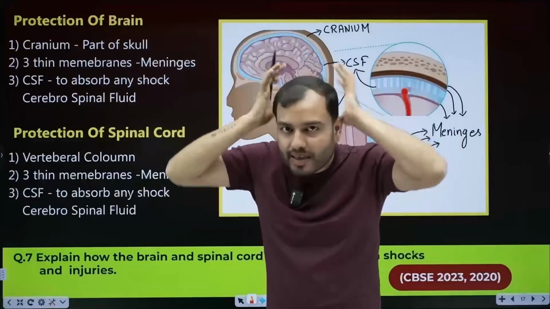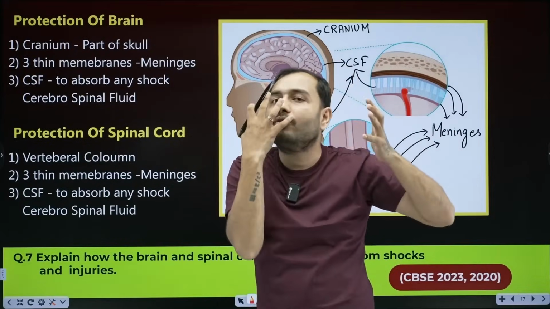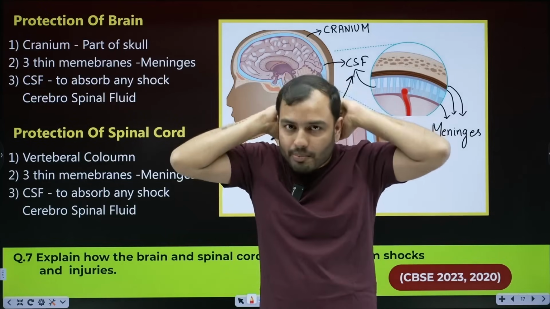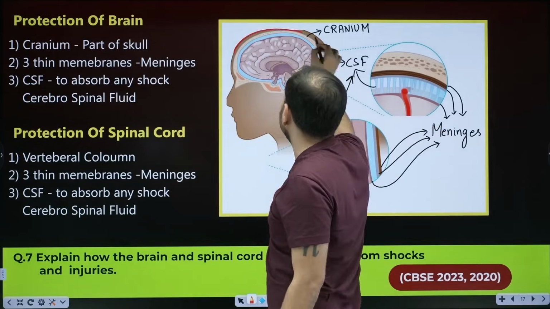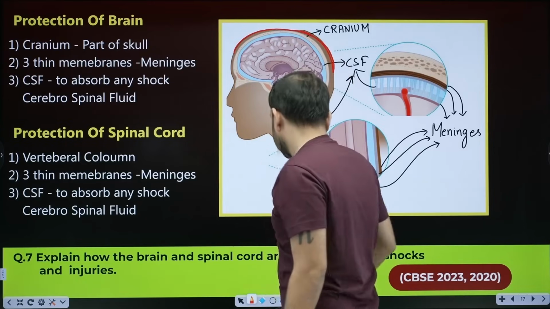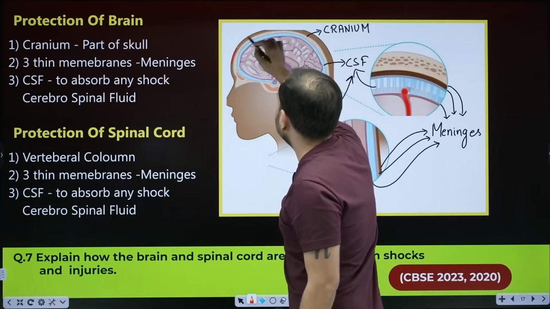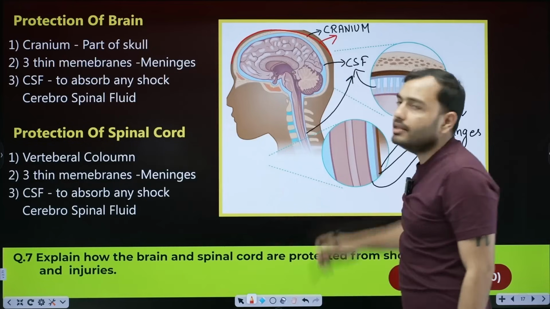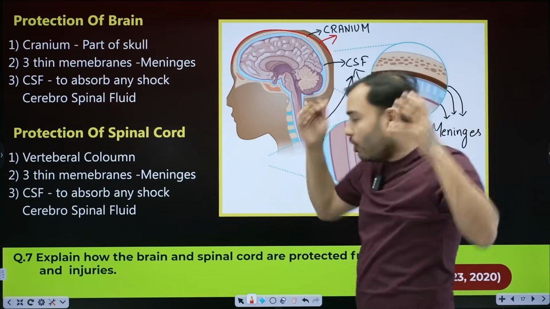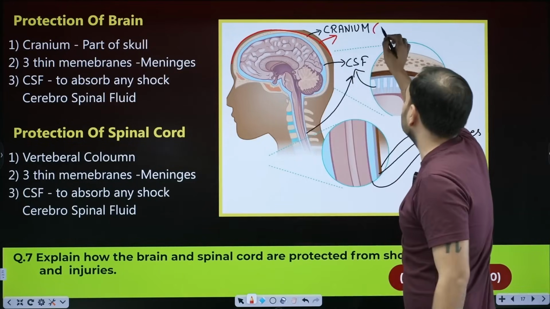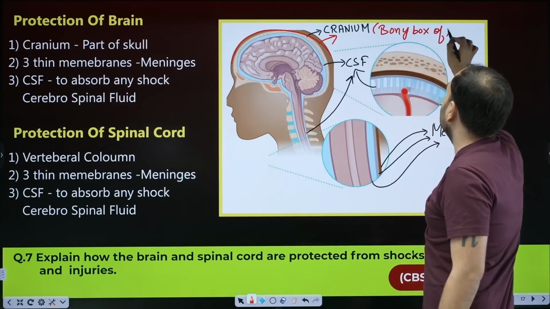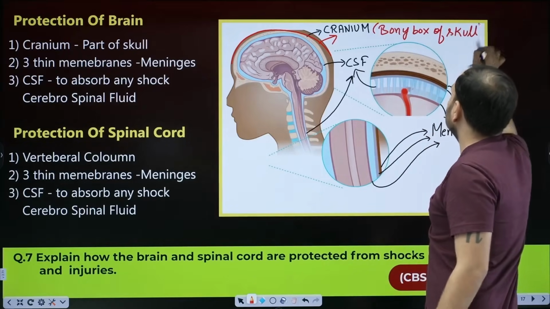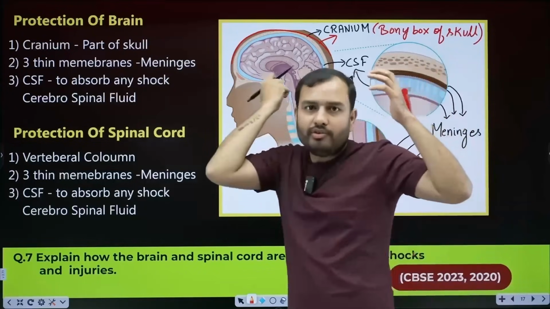This whole part is the skull. The skull includes the front face too. This part of the skull that protects the brain, what do we call it? We call it the cranium. So first, there's a bony box. The cranium is also called the bony box, the bony box of the skull. So the bones protect it. If someone hits you, it will hit the bone.